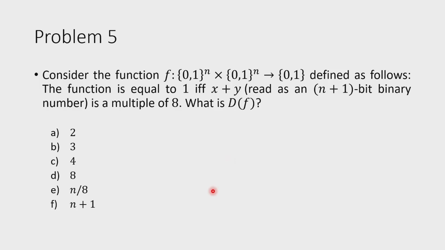One thing is that if the number is divisible by 8, then the last three bits should be exactly 0 0 0. So maybe 3 bits we need to communicate. You are very close. The answer is 4. And let's see why we need this one extra bit.